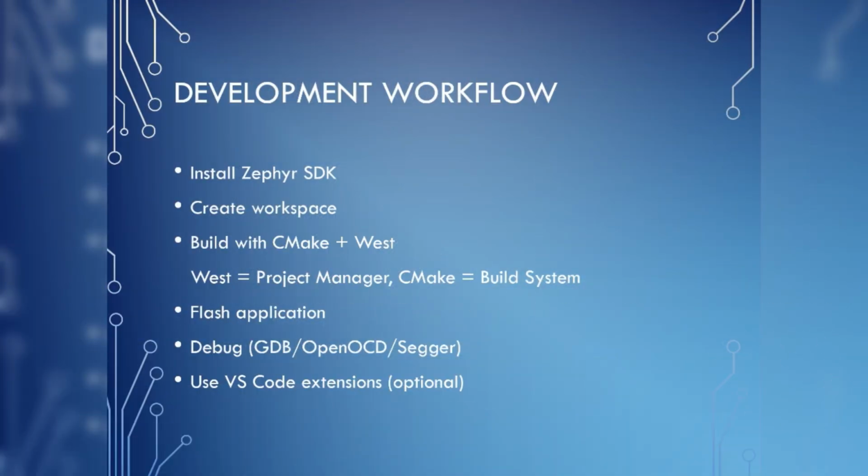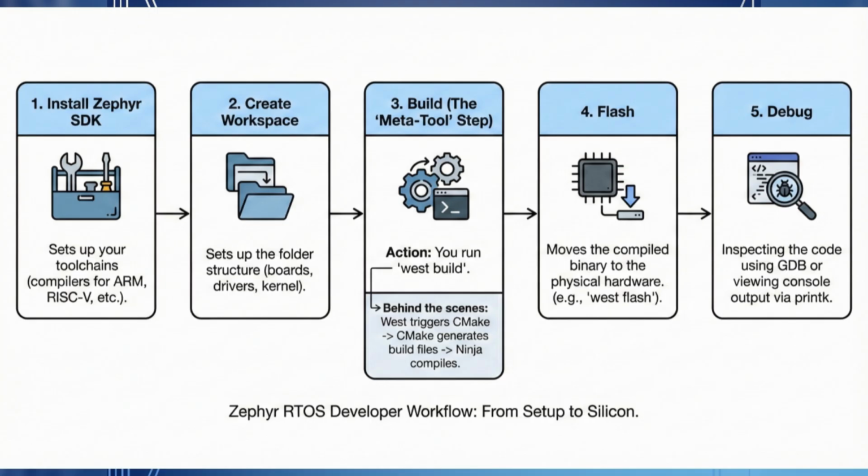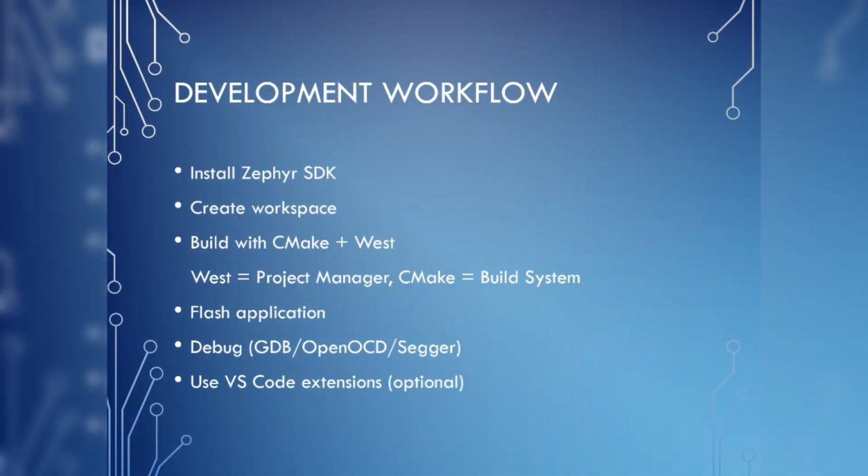Here's what the typical Zephyr development workflow looks like. First, install the Zephyr SDK. Then create the workspace folder. Build your project using CMake and the west tool. West is the meta tool that manages the repository and triggers CMake. Once the compiled binaries are generated, flash the compiled binary to your board. If required, debug the code using GDB, OpenOCD or a SEGGER tool. Zephyr integrates nicely with VS Code and offers excellent documentation.